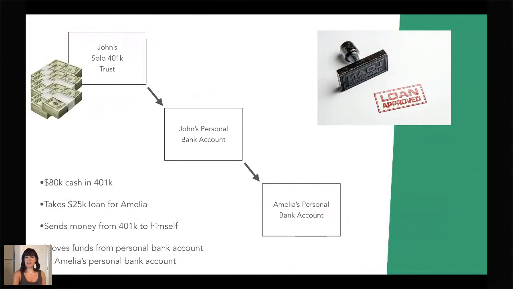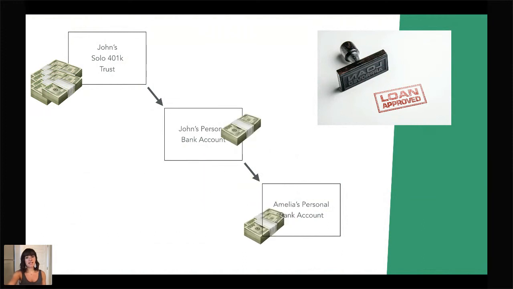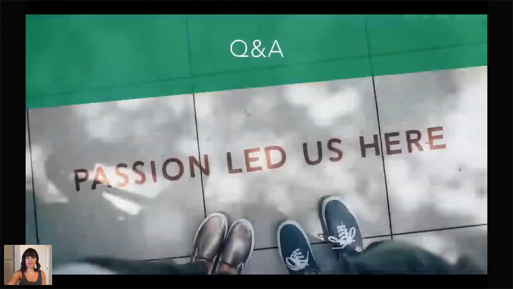So you can see the breakdown. He has $80,000. So he would be able to take $40,000, but he only needs the $25,000. So what is he going to do? He's going to send the funds, remember, to him personally, not to Amelia, to him, then off to Amelia. As soon as she pays him back, it's not going to go into the trust checking account directly. It's going to go back into John's personal account. Then he'll put it into his trust checking account.